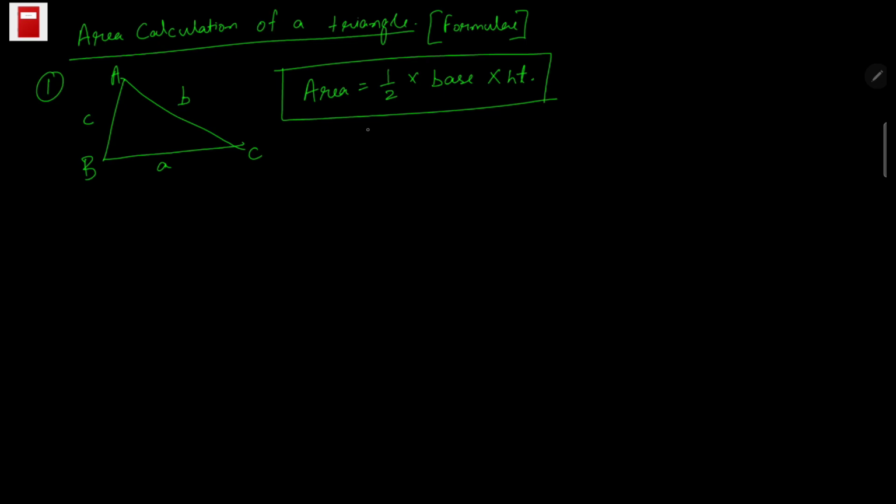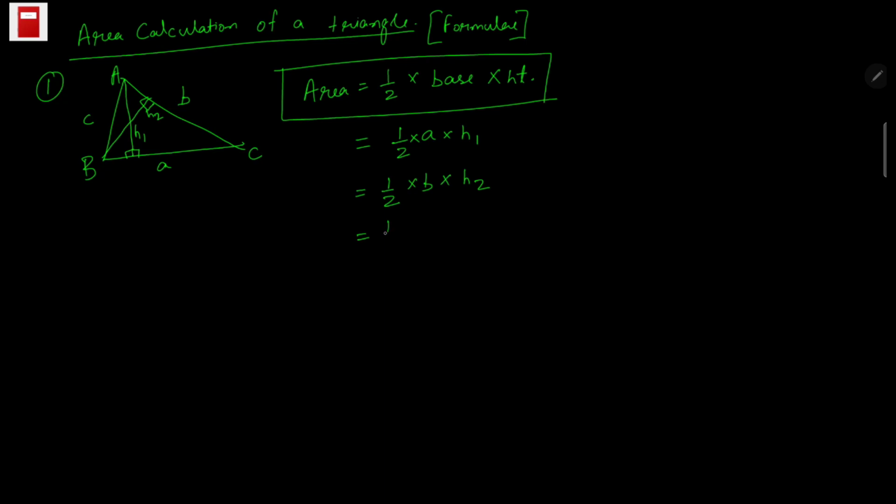If I'm taking side or the base as a, then the height that I need to consider is the perpendicular on a, that means from this one. So if this is h1, it is half a into h1. Please be very careful about it. For example, if I take the side b, base b, then height would be on b, that means this perpendicular. Okay, let's call this h2. So this is half b into h2.